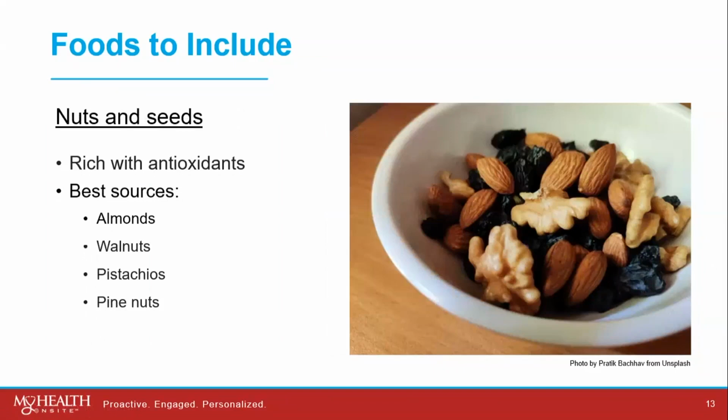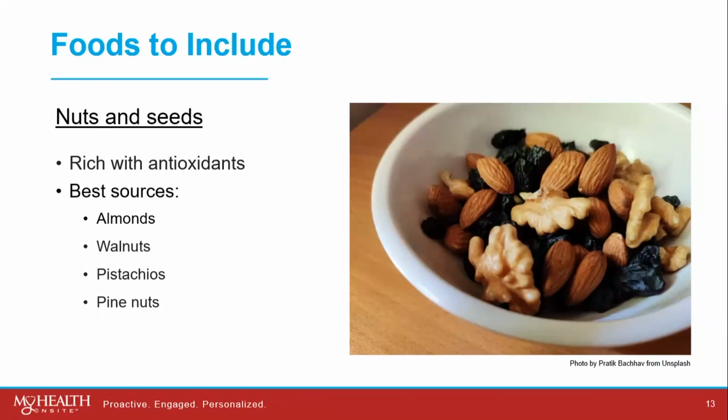Next up on the list is nuts and seeds. Nuts and seeds are rich with antioxidants. Multiple studies have confirmed that the role of nuts in an anti-inflammatory diet is very beneficial. One study found that over a 15-year period, men and women who consumed the most nuts had a 51% lower risk of dying from an inflammatory disease like rheumatoid arthritis, compared with those who ate the fewest nuts.